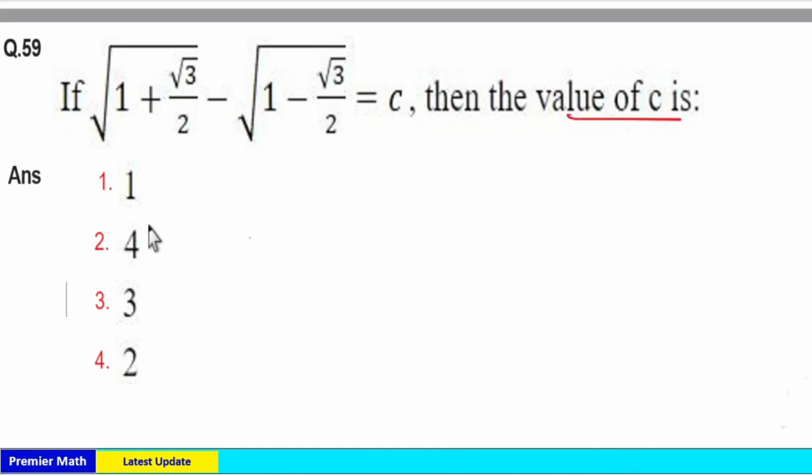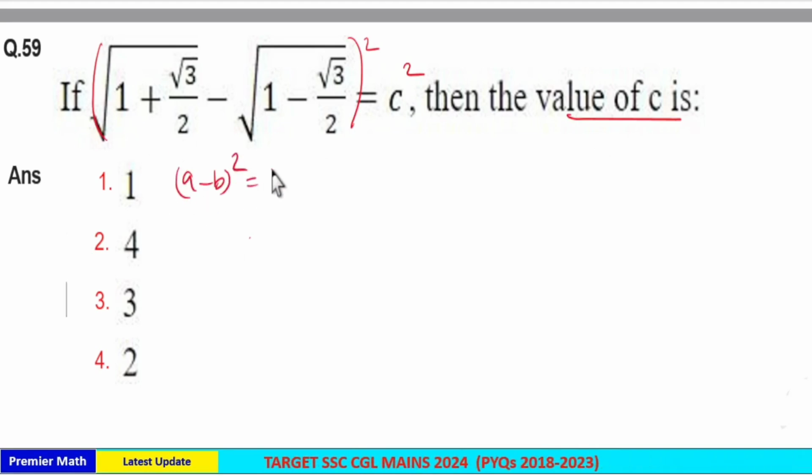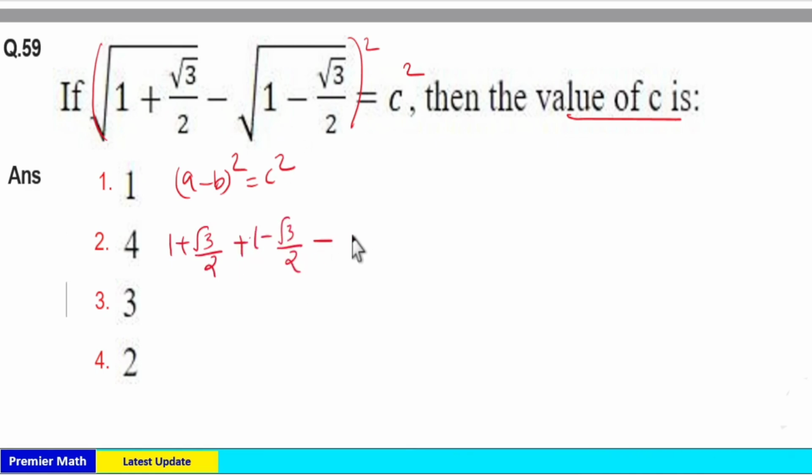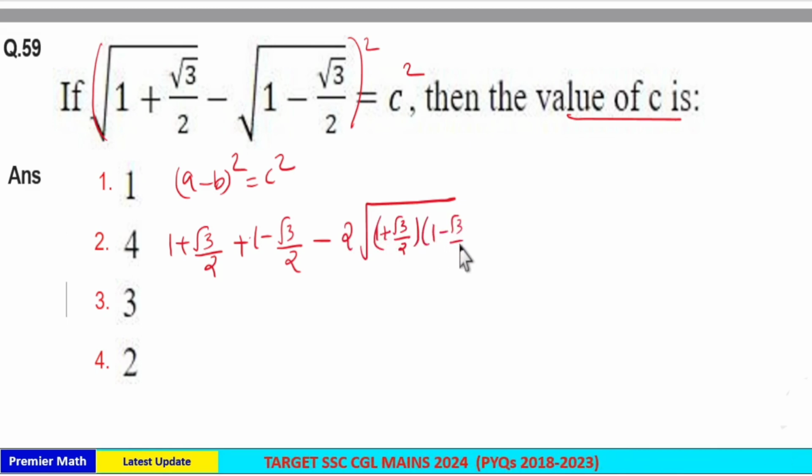Find the value of C. Here, take the square of the whole term. So this is like (A minus B) whole square is equal to C square. This is A and this is B. So square of first term means (1 plus root 3 by 2), and square of second term means (1 minus root 3 by 2). Remaining is minus 2ab. So minus 2 into root of (1 plus root 3 by 2) into (1 minus root 3 by 2).